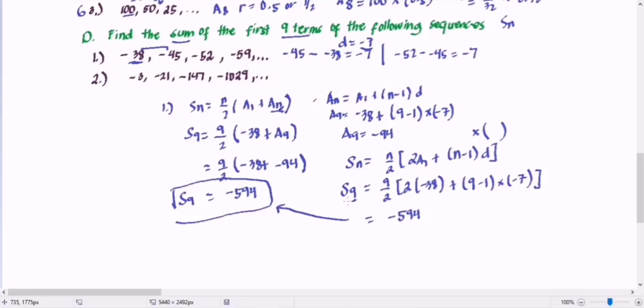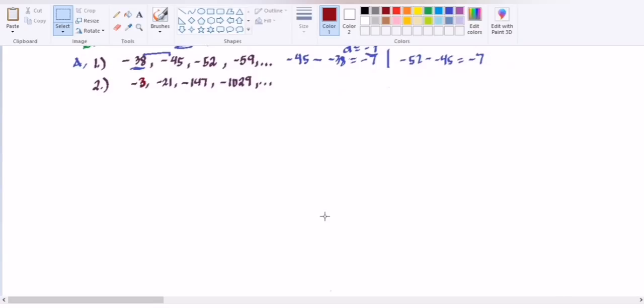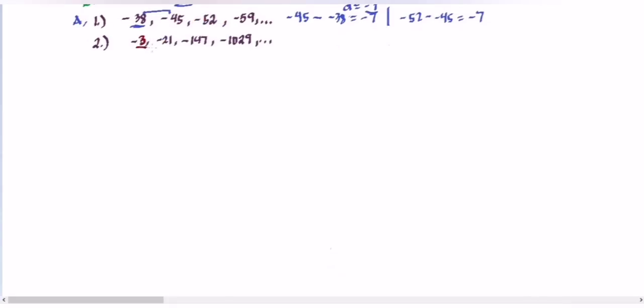Okay, so pwede nyo gamitin ito, isang pindutan lang yan, hindi nyo na kailangan gumamit ng pangalawang formula tulad nito. Okay, so now let's proceed with number 2. We have the given negative 3, negative 21, negative 147, negative 1029.